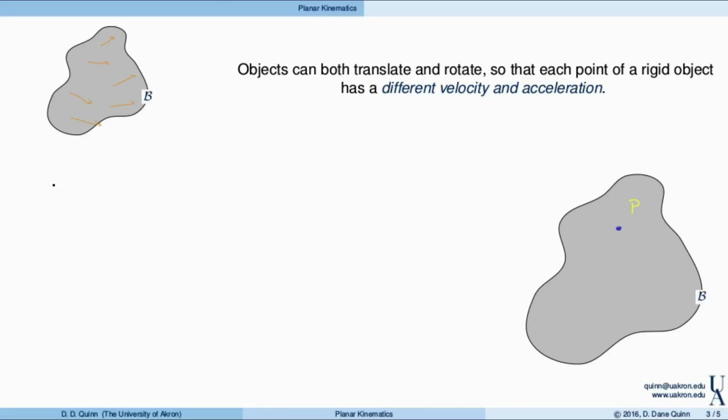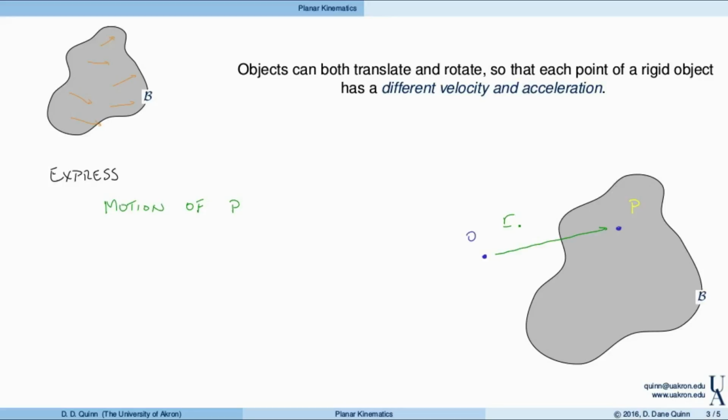And so the idea is to express the motion of P. By motion of P, what we really mean is the position of P with respect to the origin, that's fixed in the ground. So let's put the origin there, and let's look at this position vector.